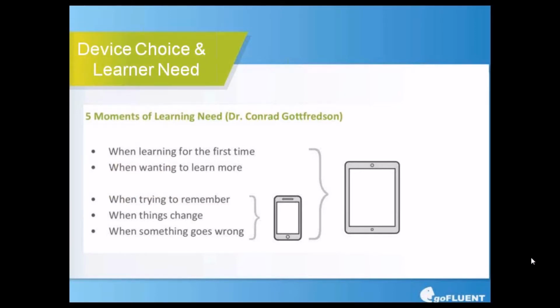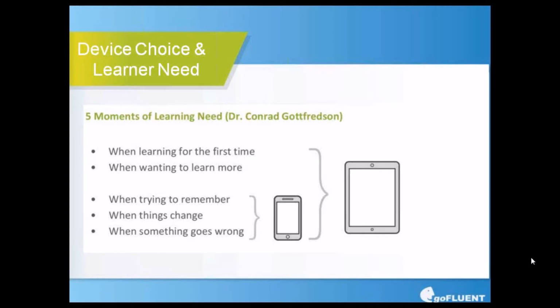Now, if you're a mobile developer, if you're trying to develop M-learning content or M-learning software, you need to think a little bit about something called learner need. Students will choose which device they're going to use, and they'll choose to learn from that device, based on learner need. A guy named Dr. Conrad Gottfredson identified at least 5, if not more, moments of learning need. Those are moments when students are more likely and more desirous of learning. One of those moments is the first time that you learn something. When you're starting a new project, a new skill, or learning a new software, you have a very, very strong desire to learn as efficiently and quickly as possible.